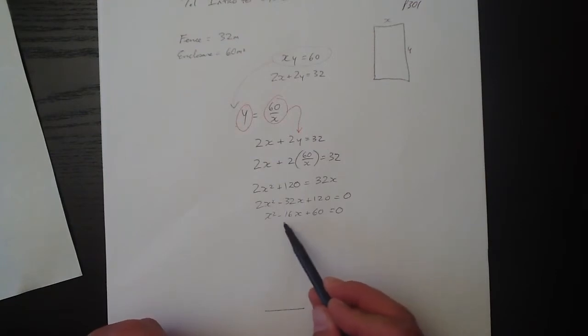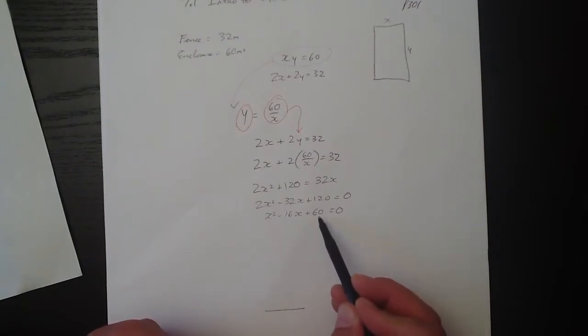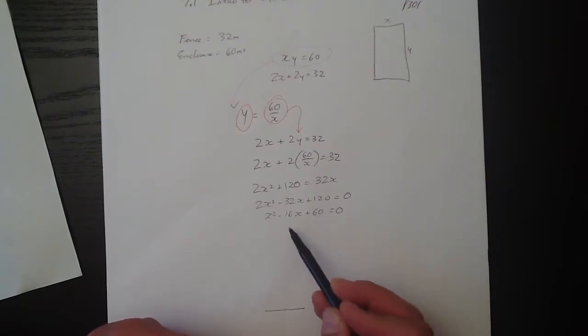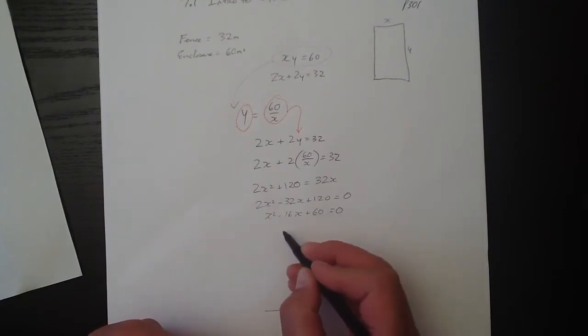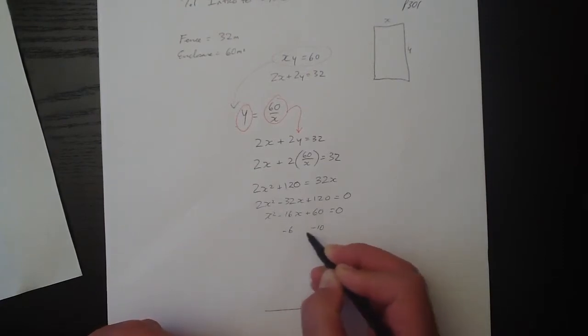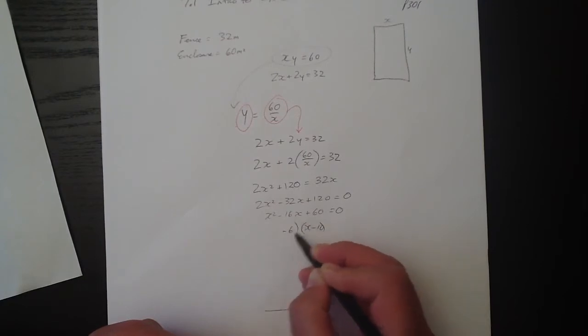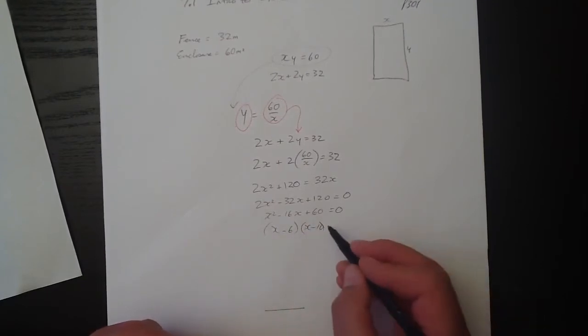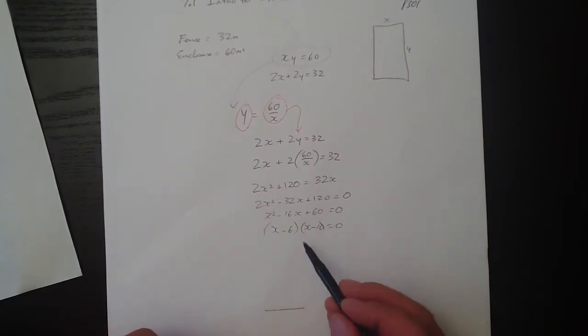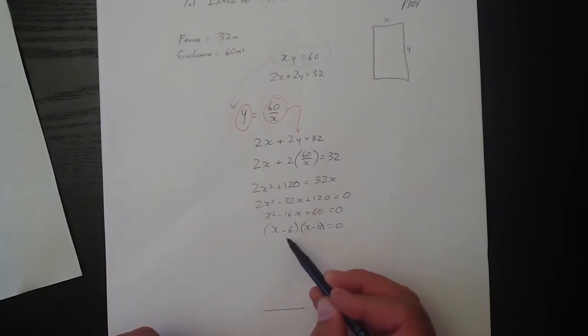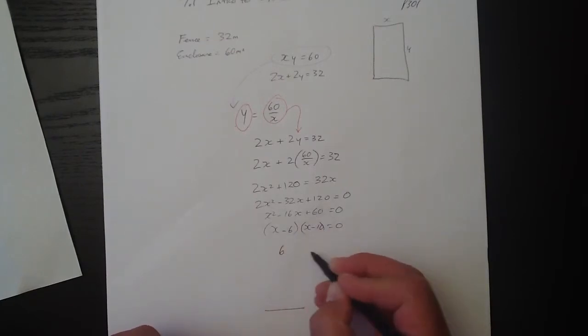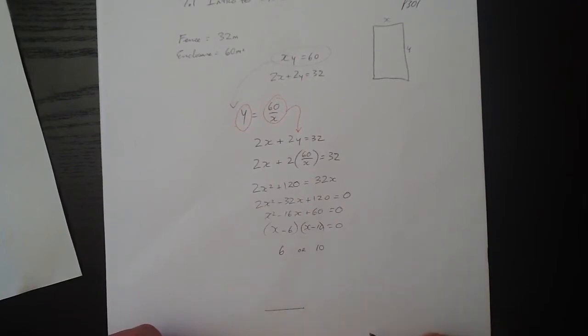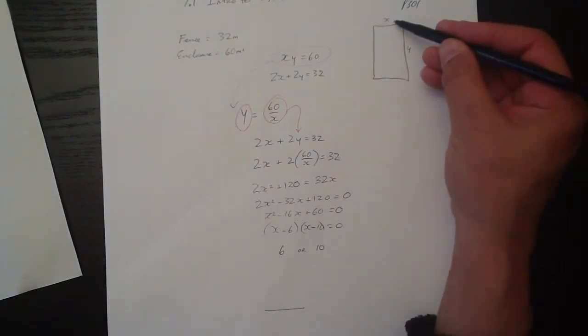And this one factors. We just have to come up with two numbers that multiply to 60 and add to negative 16, and that's pretty easy. It's minus 6 and minus 10. So x minus 6 times x minus 10 equals 0, and we know from factoring that the two results for x are either 6 or 10, which means that x can be either 6 or 10.